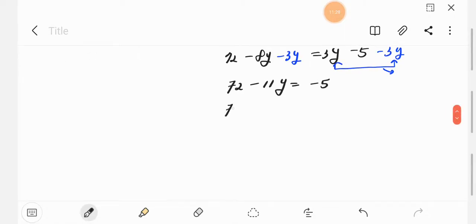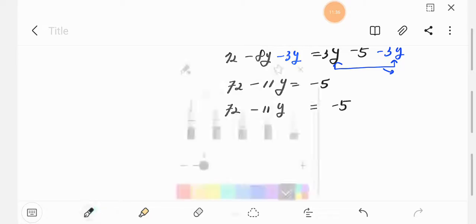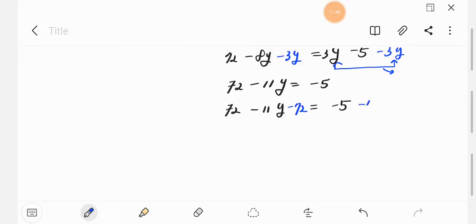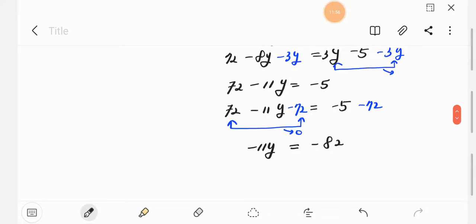Okay, let's try another one. Now 11y is on the left hand side, so why don't we move 72 to the right? So minus 72 each side, because this is plus 72, right? Then this will become 0. So we have only negative 11y on the left side. The right side is negative 82, sorry, 77. That is 77.